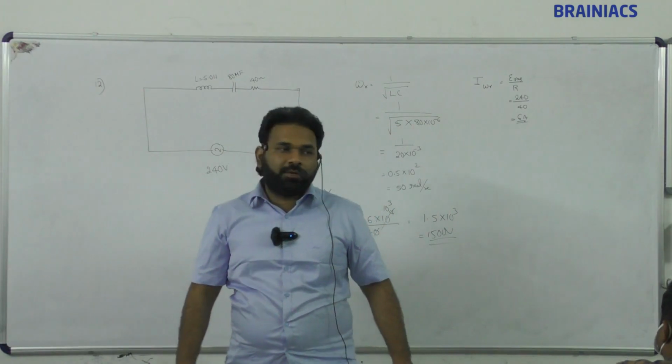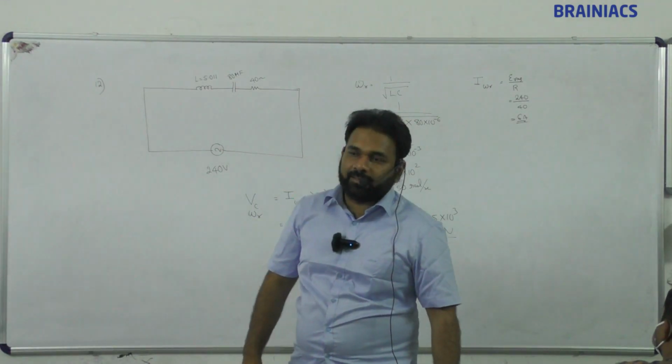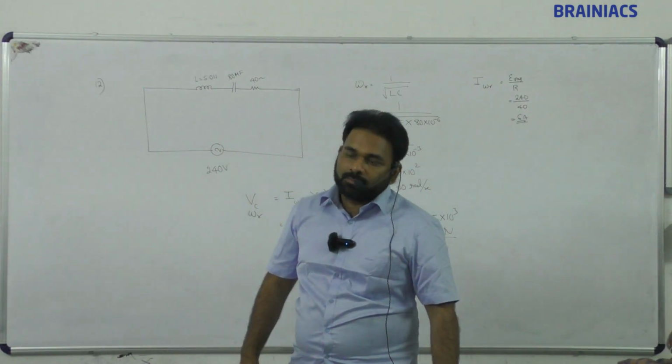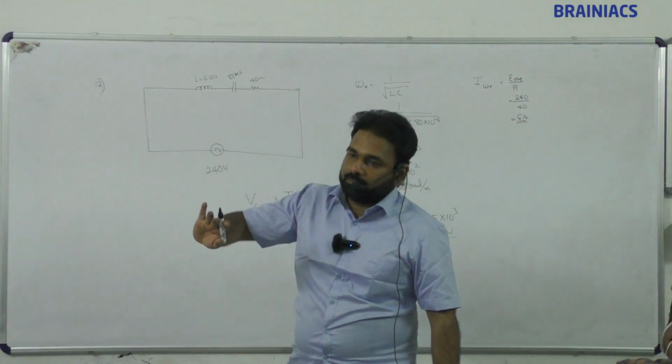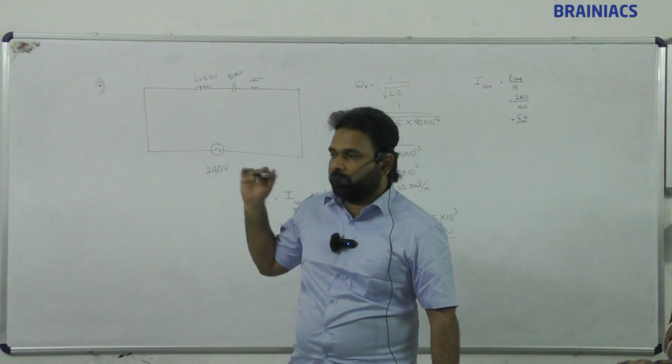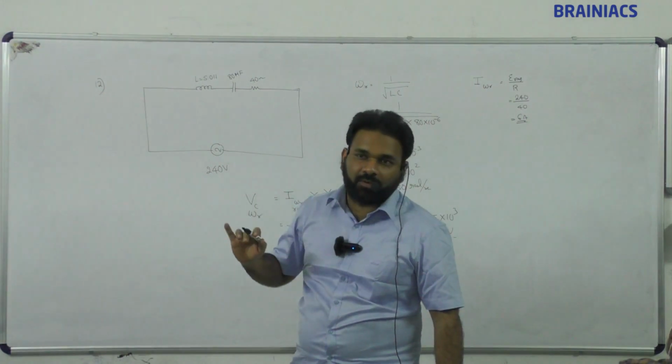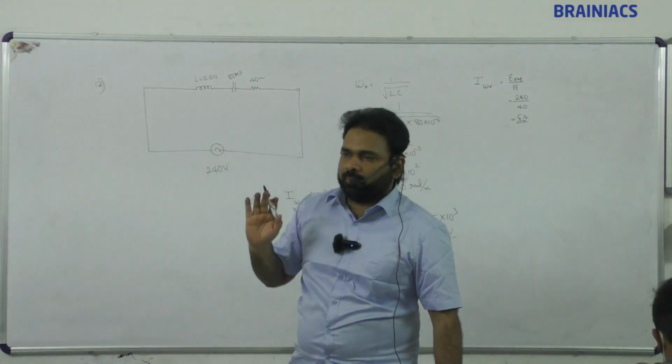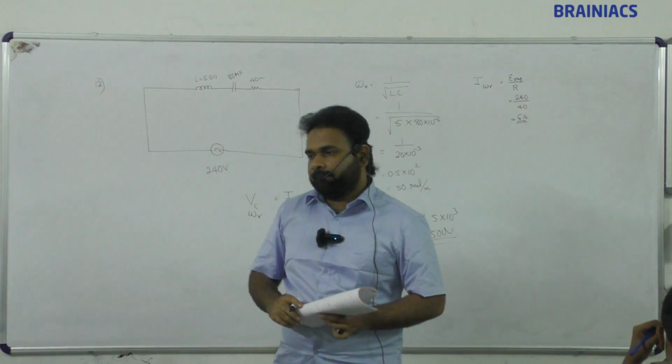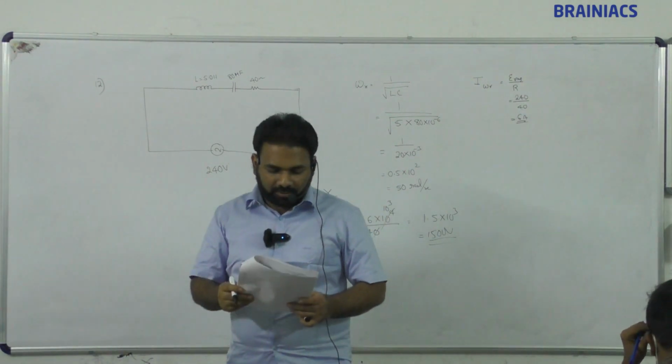So how much will be the voltage along the inductor at resonant frequency? Same and opposite. Maybe 1500 minus 1500. So both of them put together, this will be cancelled off. Clear? Okay, any confusion so far?